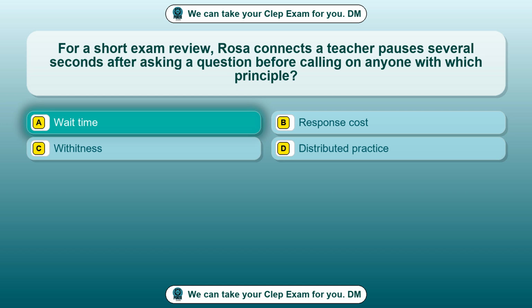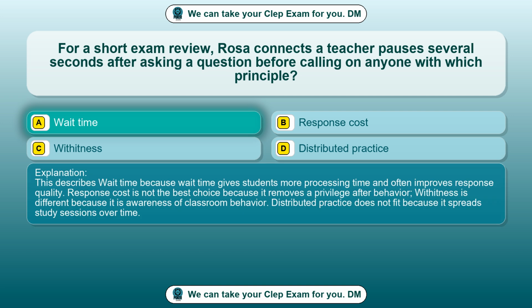Wait time. This describes wait time because wait time gives students more processing time and often improves response quality. Response cost is not the best choice because it removes a privilege after behavior. Witness is different because it is awareness of classroom behavior. Distributed practice does not fit because it spreads study sessions over time.